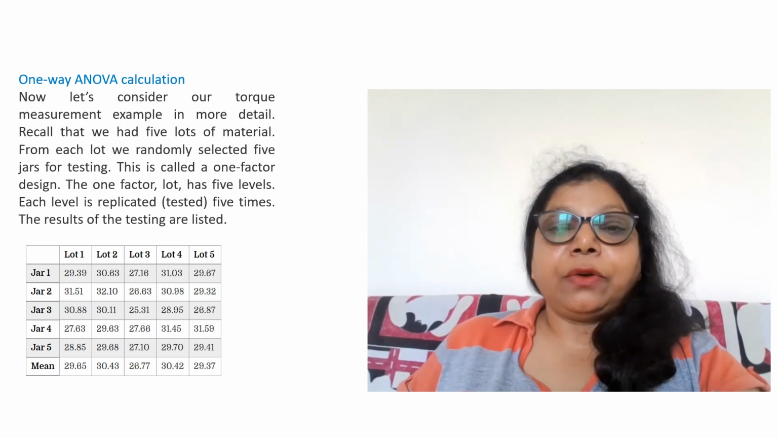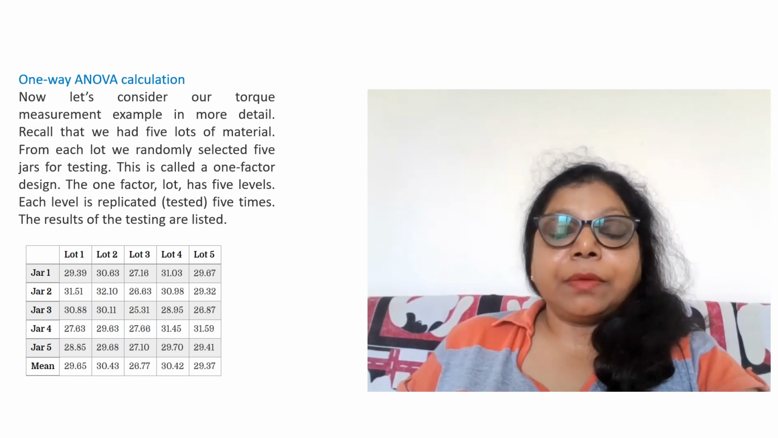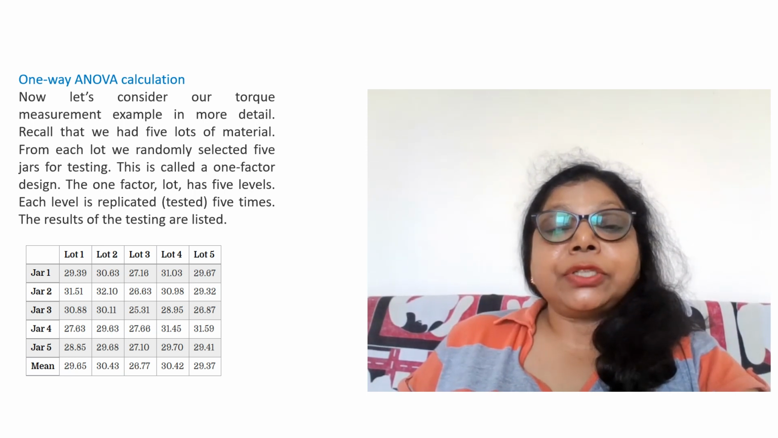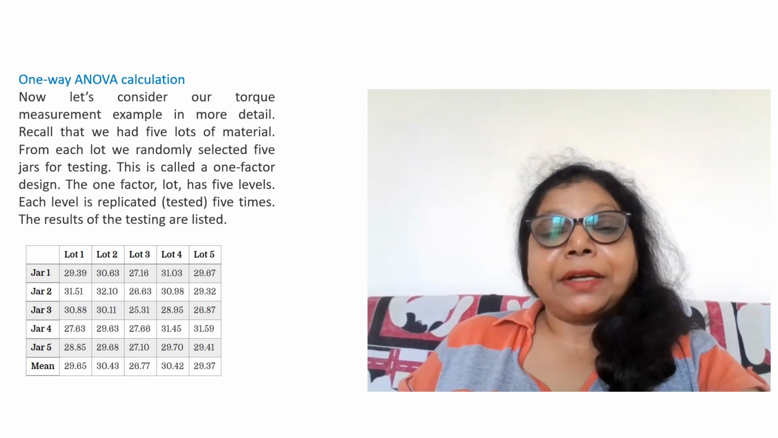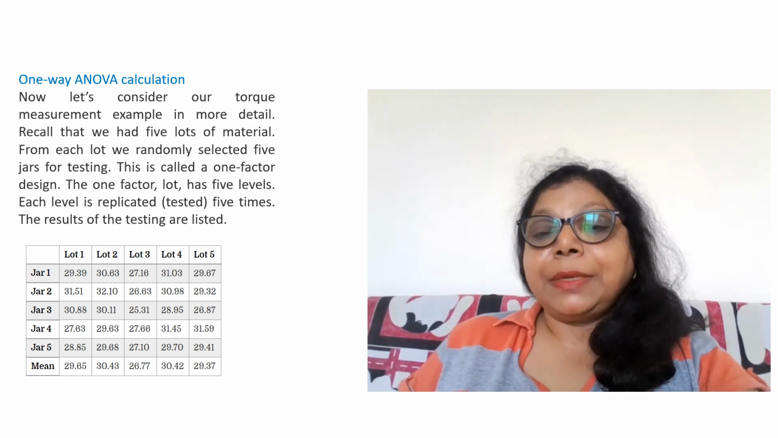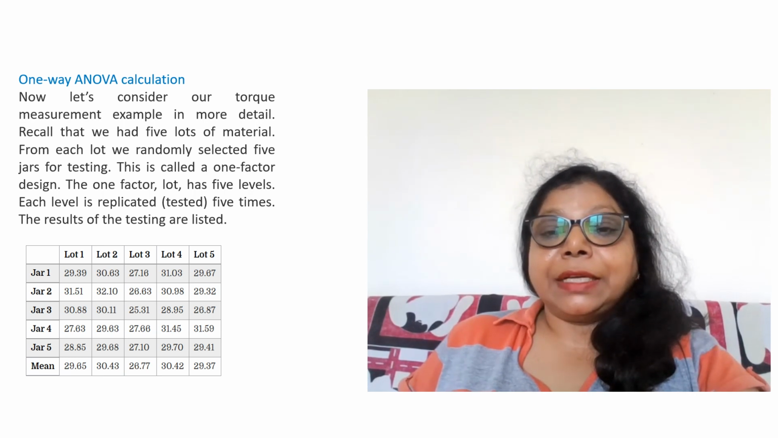Now let's do the one-way ANOVA calculation. We will take our torque measurement example further in detail. Recall that we had 5 lots of material, and from each we randomly selected 5 jars for testing. This is called a one factor design. One factor means the lot has 5 levels. Each level is replicated 5 times. Replicated means tested. The results of the testing are here, as we can see in the table.